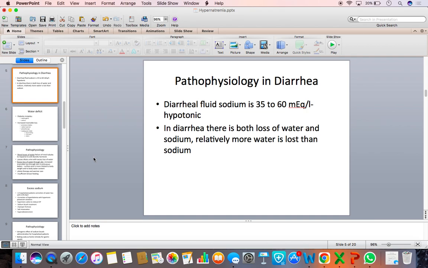And in cases of diarrhea, the patient loses hypotonic fluid, resulting in hypertonicity of the intravascular compartment. Because diarrheal fluid is 35 to 60 milliequivalents per liter, as it is hypotonic. So the patient will be losing hypotonic fluid in diarrhea, resulting in hypertonicity of the extracellular compartment.